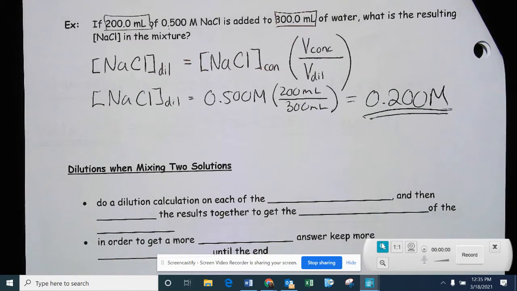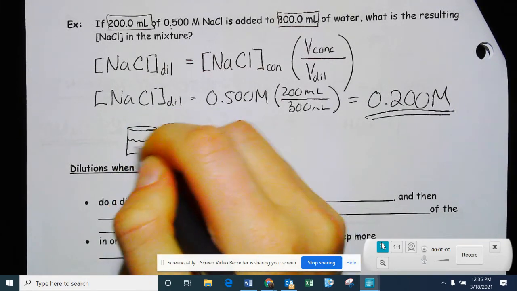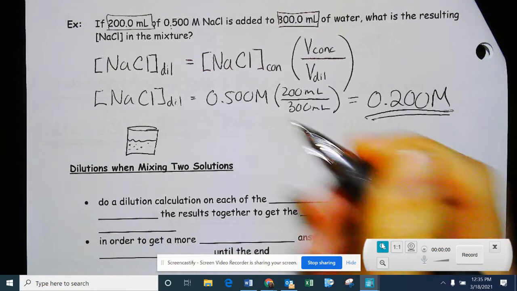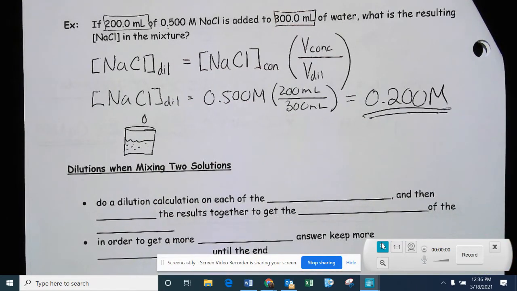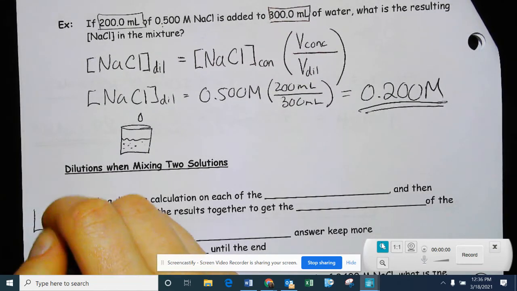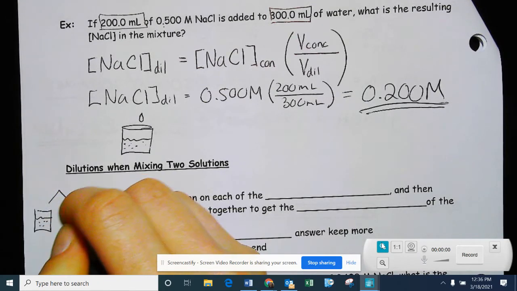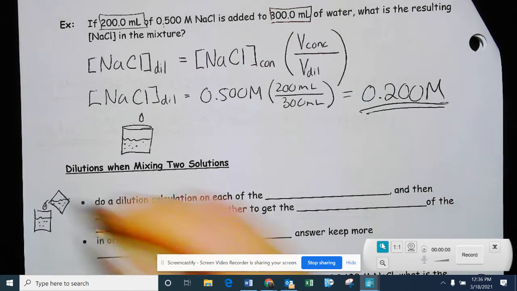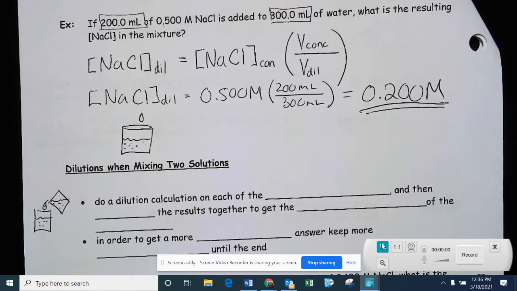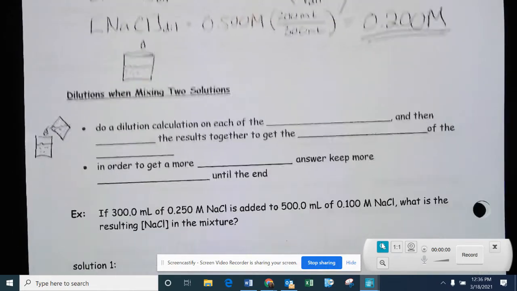All right, we're going to step it up a notch and mix two solutions. In this one, what we did is we had our sodium chloride at a certain concentration, and we were just adding pure water. But now we're going to have two solutions of varying concentration, and we're going to pour one of them into the other and then see what the resulting concentration is. So it's like this, but on steroids. We're going to level up a little.